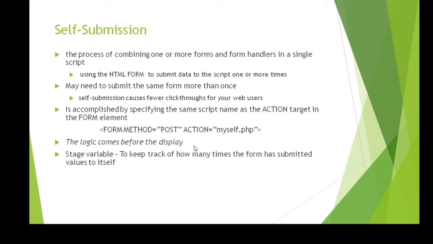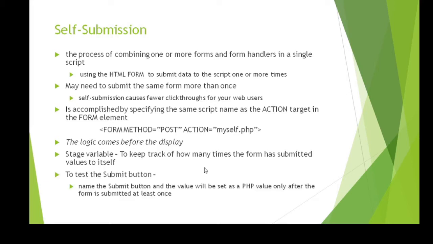And how do we know that data is submitted? The data submission can be controlled through a stage variable. Using the stage variable, you can keep track of how many times the form has been submitted, and the values. One form of stage variable is a submit button. You have a submit button, and once the submit button is clicked, the values of all other controls will be available to PHP.